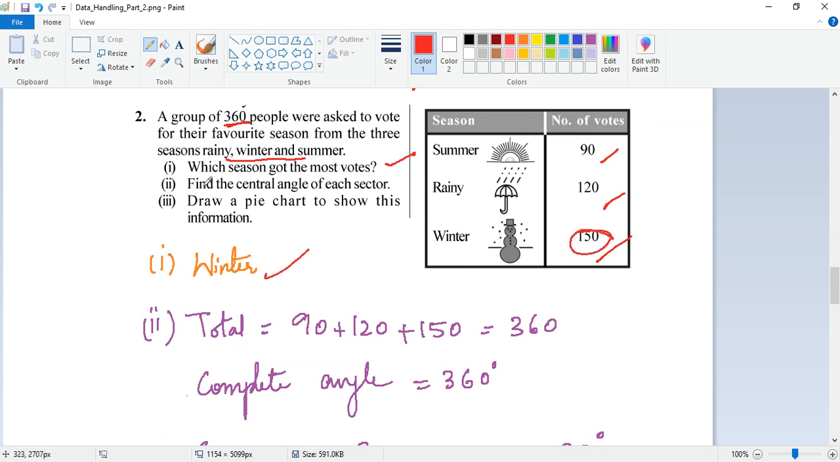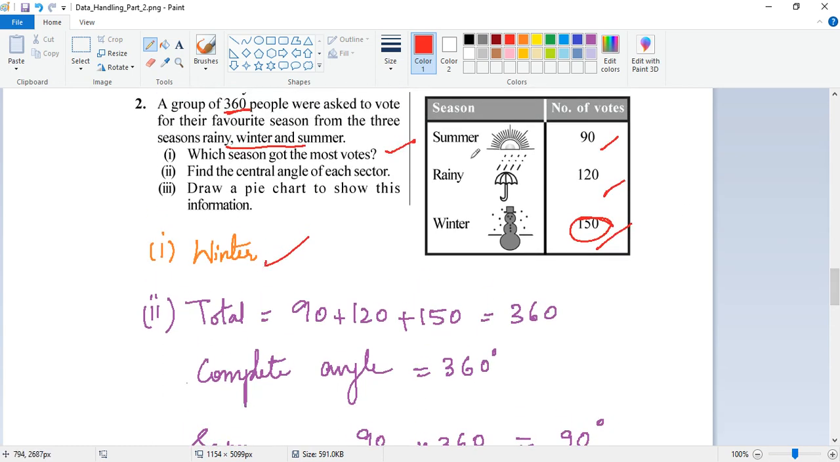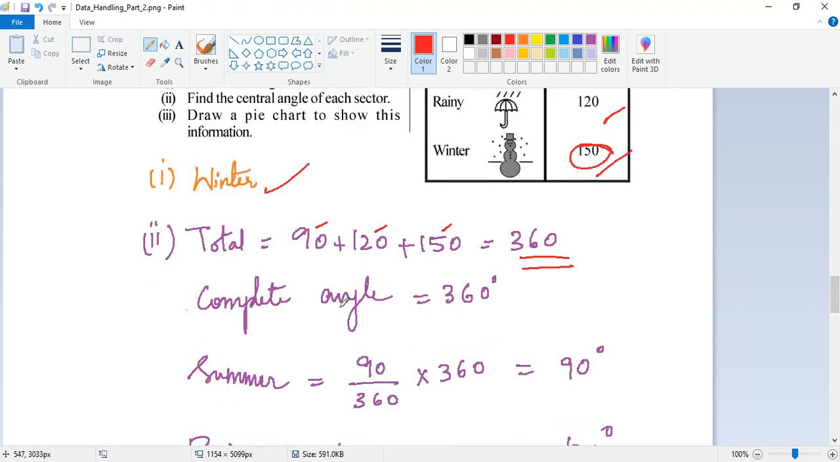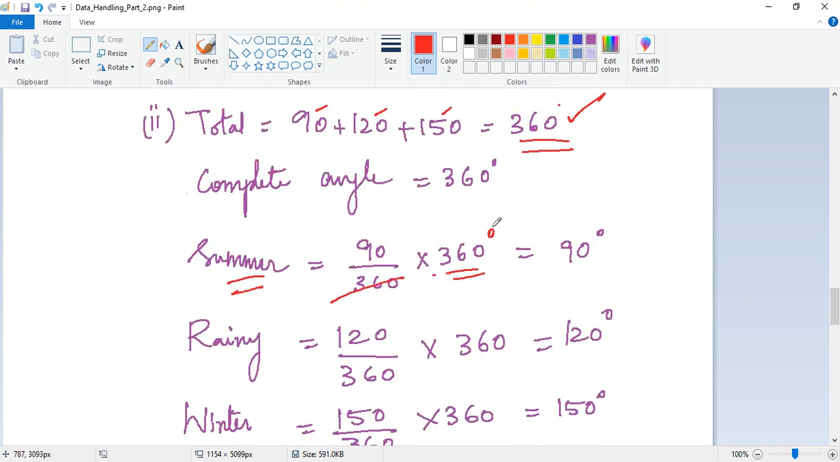Now the second one is, find the central angle of each sector. So for each sector, you should find out what the total was first. So the total is 90 plus 120 plus 150, which is 360. And also they have given over here, it's 360. And we also know that the complete angle is 360, right? So for summer, we do 90 out of 360 multiplied by 360 degrees. So 360 and 360 get cancelled and you have 90 degrees as the answer.